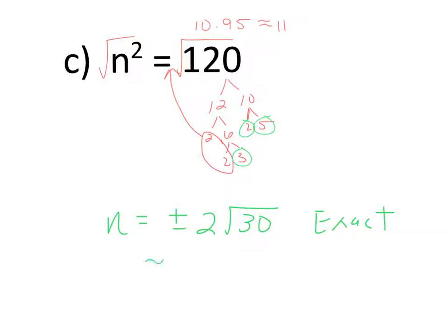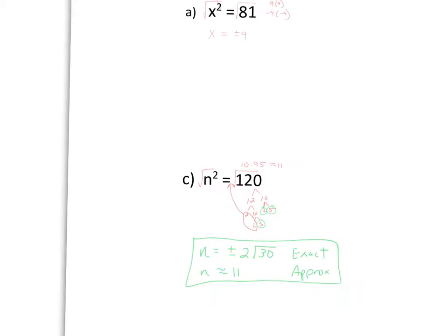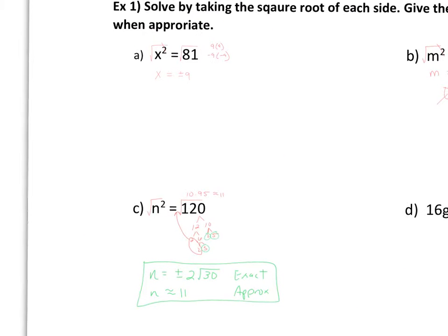Now, your approximate solution in this case would be about 11. So n would be close to 11. That's your approximate solution, and those are your answers, okay? So now real quick, zooming out and going back up to A. On A, there is no exact and approximate because your answer is a whole number. It's 9. The only time you're going to have 2 answers is when there's a square root left, okay? So you get exact and approximate when you have a square root sign left.